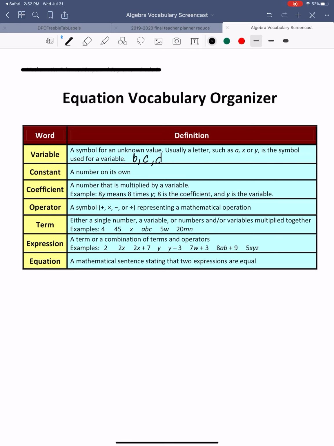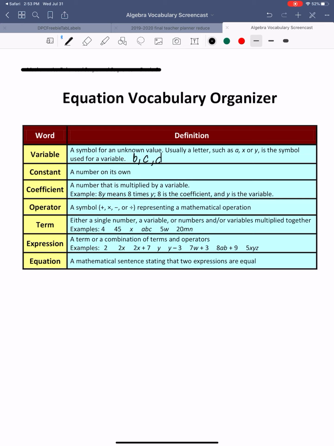And then we have operator. That is your plus, minus, multiplication, and division. Those are operation symbols. Our next thing is term. In your equation that you're creating, you'll have a term, which is a single number, a variable, or numbers and variables that are multiplied together. And you will have more than one in an equation. Followed by expression, which is a term or combinations of terms. So you have 2, 2x, 2x plus 7, etc.